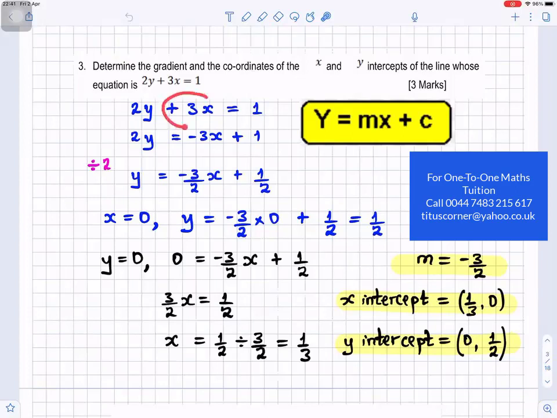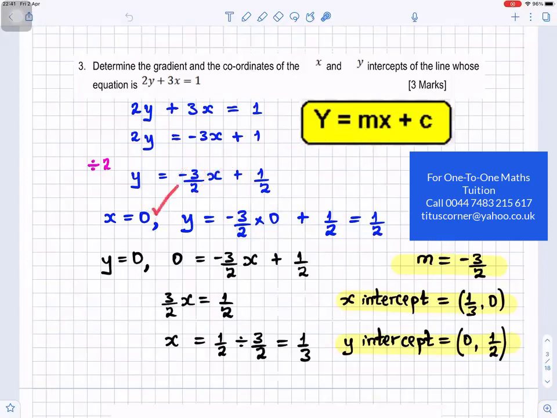So plus 3x goes to the right, it becomes minus 3x. It's times 2, so we divide by 2. So we divide minus 3 by 2, and we divide 1 by 2. So minus 3 over 2 and plus 1 over 2. So the gradient would be minus 3 over 2. So your gradient is minus 3 over 2.